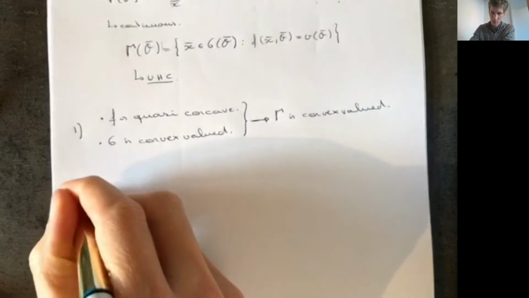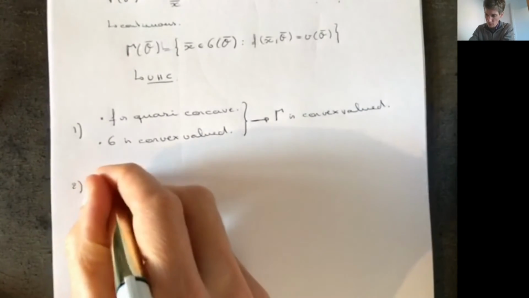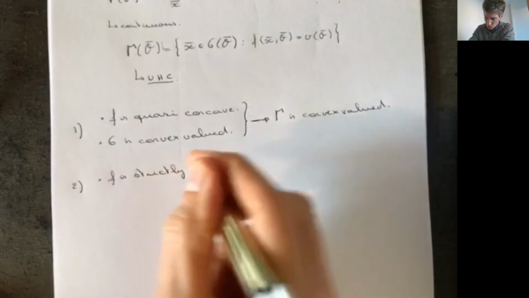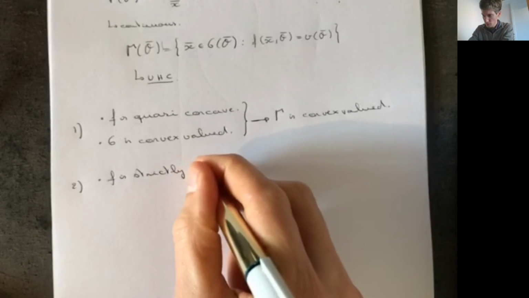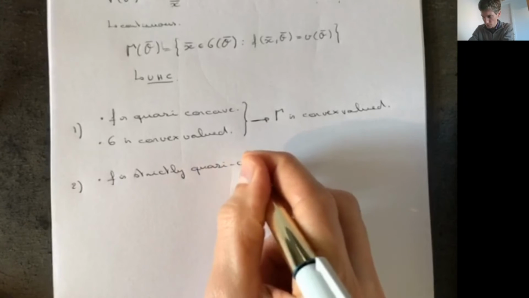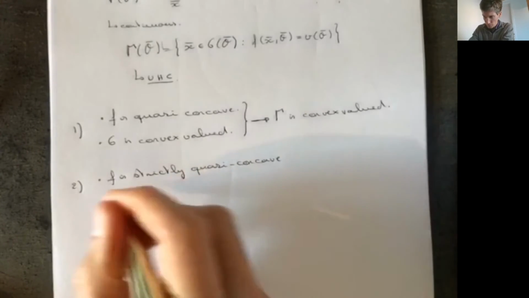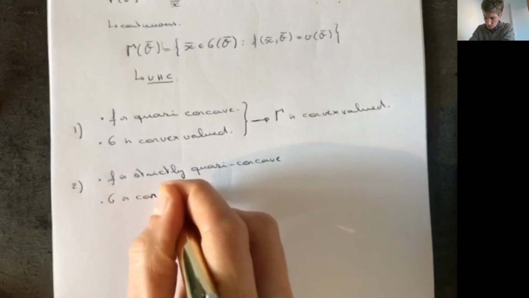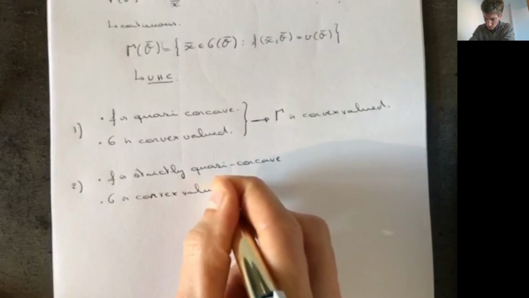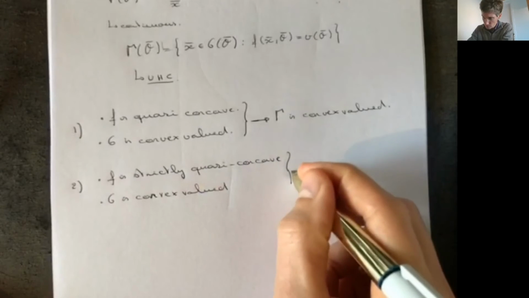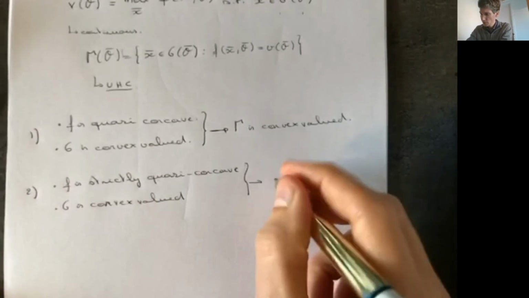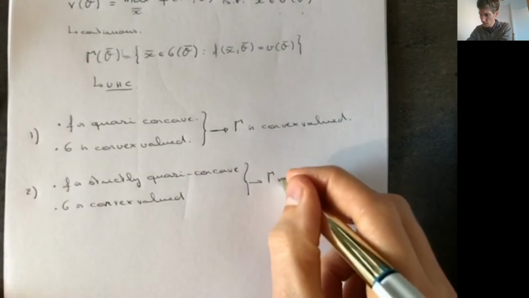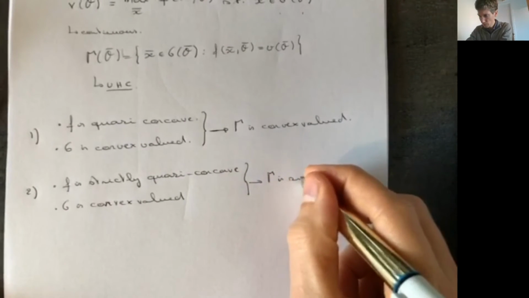And then the second thing that we're going to show is the following. If f is strictly quasi-concave and G is convex valued, well, in this case we're going to show that gamma is single valued.